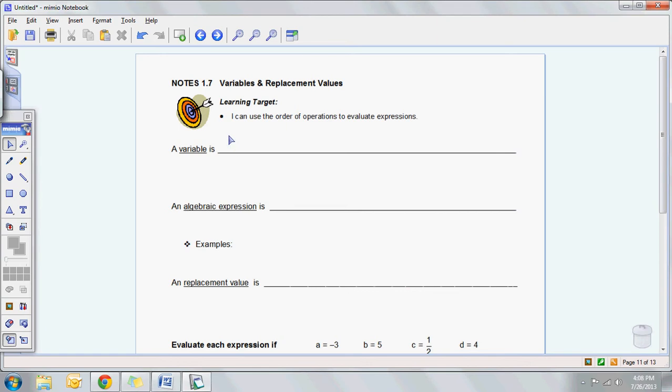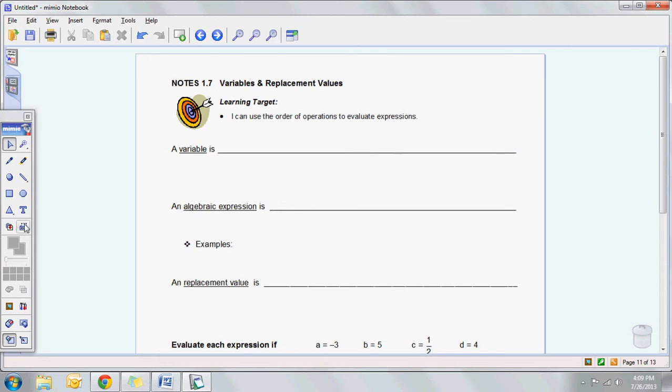Okay, so 1.7, we're going to be talking about variables, what they are, and using them, and then replacement values. So replacing an expression with something else in order to solve or simplify that expression. In order to do this today, we're going to have to remember those order of operations, or the PEMDAS, that we've been talking about in class.